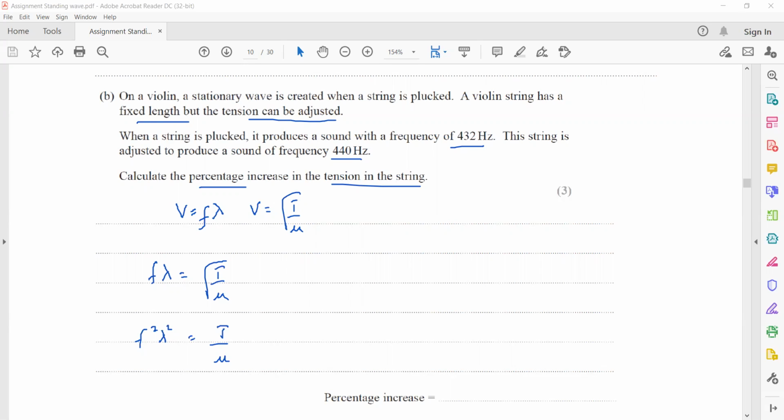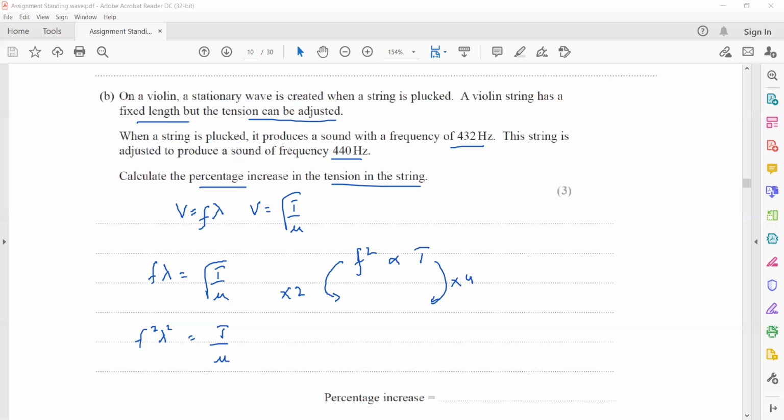So I can say the relation between frequency and tension: f squared is directly proportional to T. How do we work this out? F is the frequency and T is the tension. If we double the frequency, the tension should increase by 4 times, because f² is proportional to T.